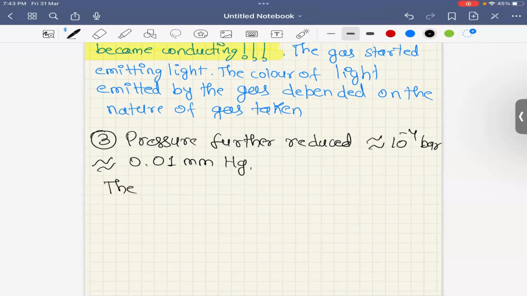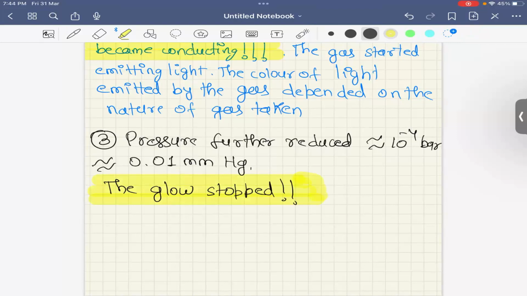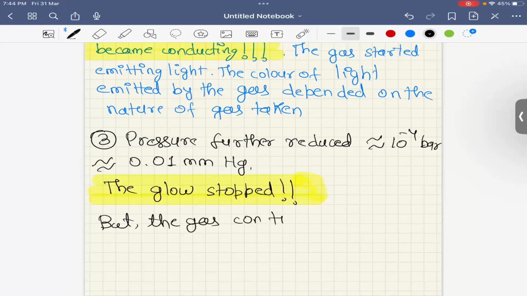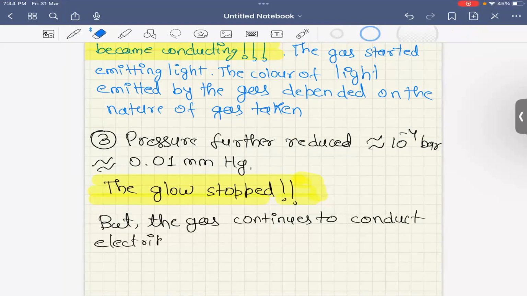What happened was the glow stopped, but the gas continues to conduct electricity, right?